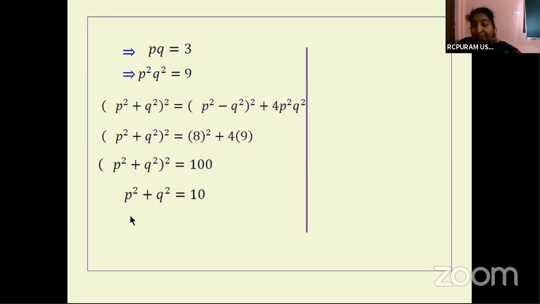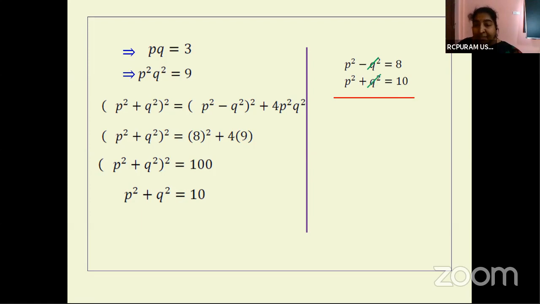Now, we have p square minus q square is equal to 8, and we have p square plus q square is equal to 10. We will try to simplify these two equations. We have p square minus q square is equal to 8 and p square plus q square is equal to 10. When we solve it, minus q square and plus q square get cancelled.